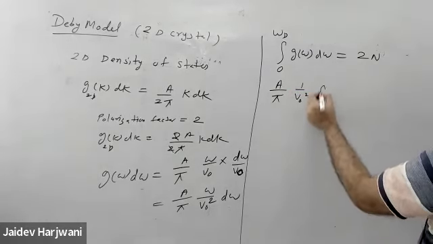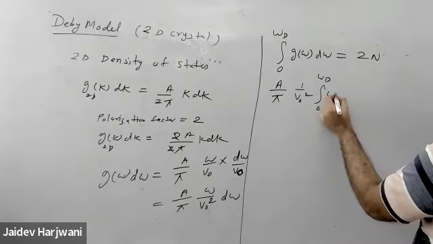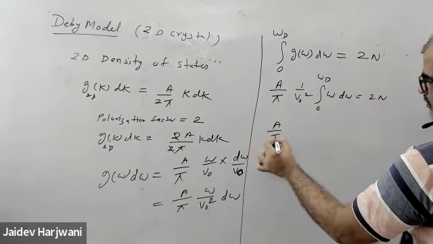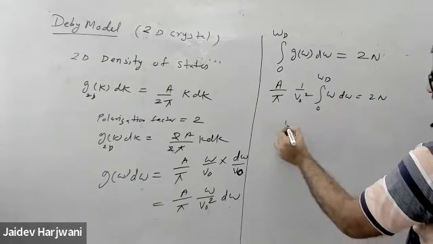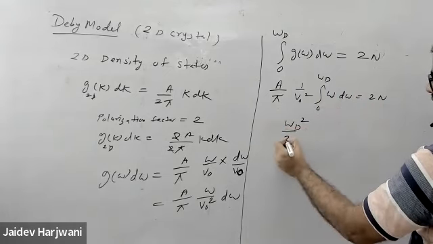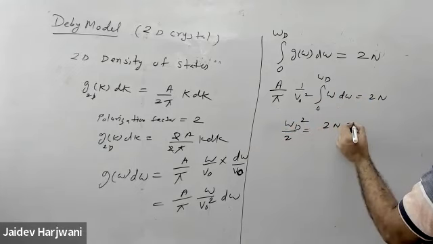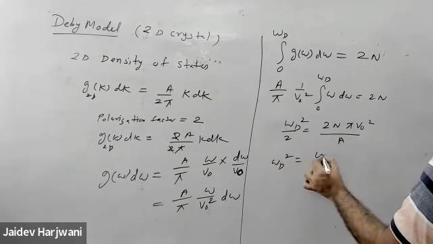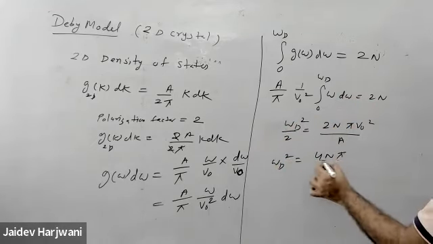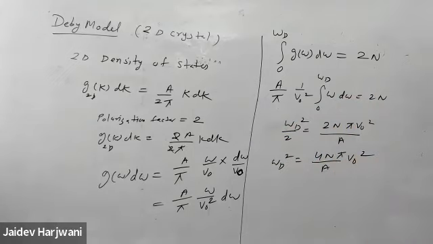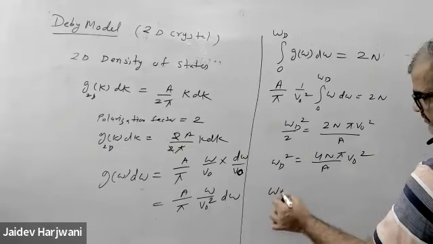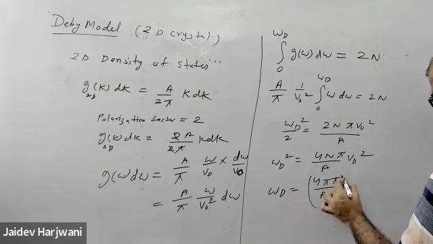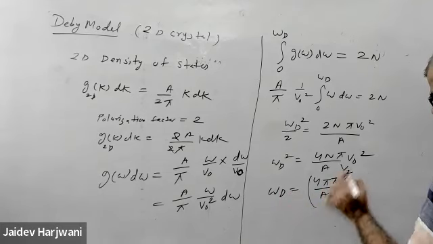Okay, 0 to omega d. Here I have omega d, omega equals 2n, so this becomes A upon pi. This will give me omega d. If we solve this one, this will give me omega d square by 2, and we have 2n pi v naught square by A. So omega d square becomes 4n pi by A v naught square. From this you can get the Debye frequency value, omega d equals 4n pi A, power half, v naught.